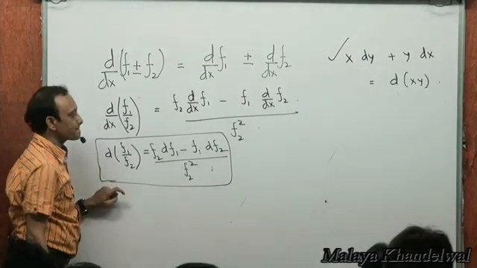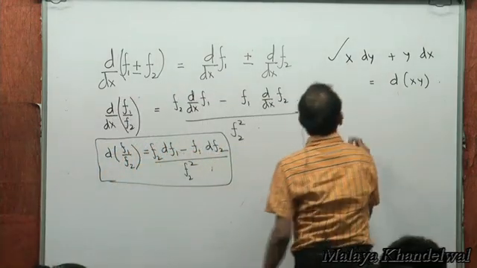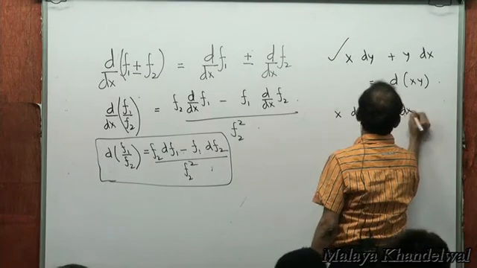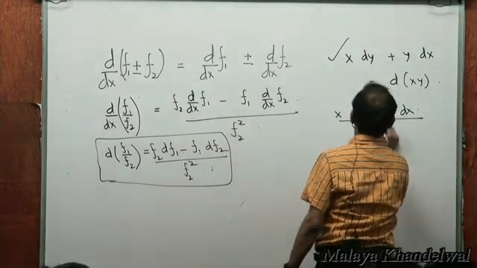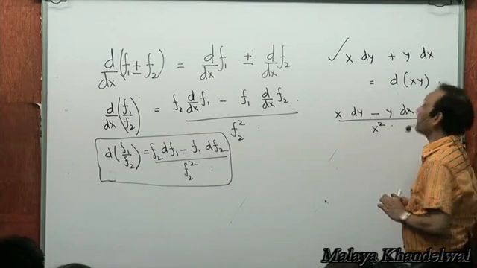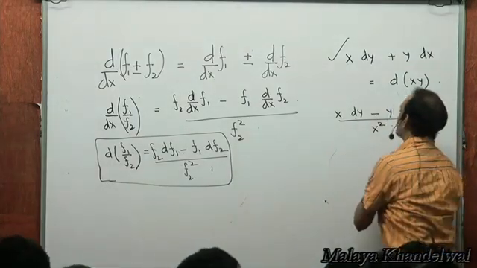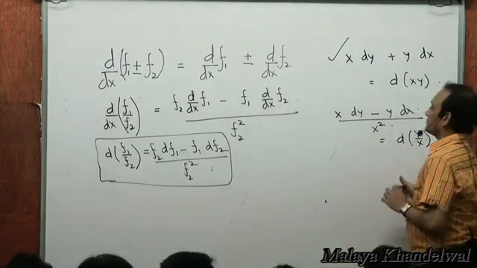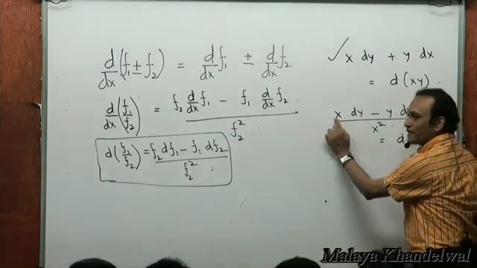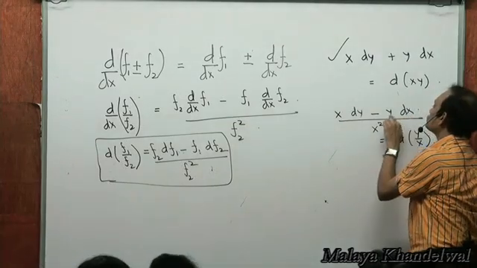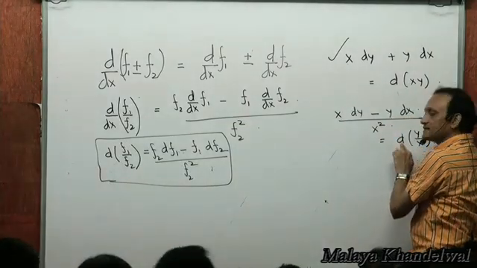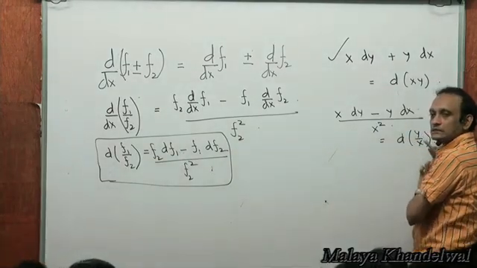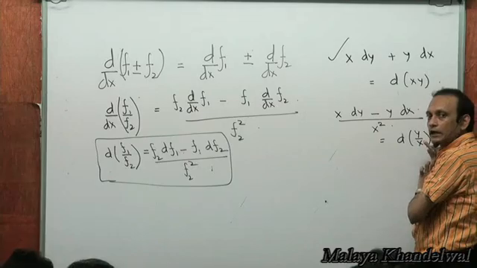Right? Say for example, if I had (x dy - y dx)/x², d of y/x, right? Very good. This is going to be d of y/x. Change in numerator into denominator minus change in denominator into numerator, by denominator squared, is d of numerator by denominator, d of y/x. Clear?